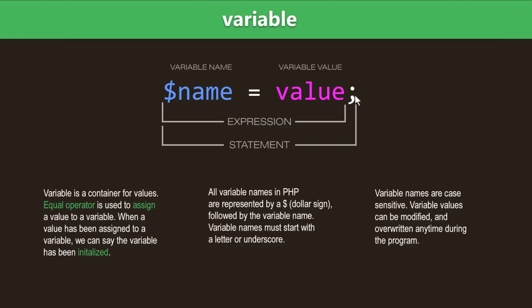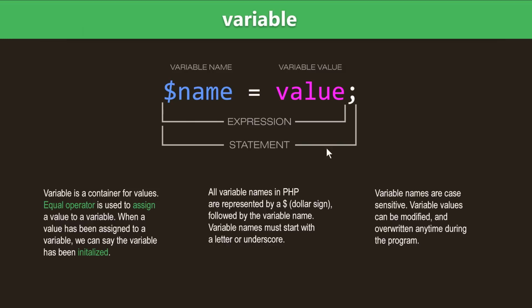And in PHP, an expression is anything that expresses a value. The value would be an expression of itself. And once the variable has been assigned a value, the variable also becomes an expression.